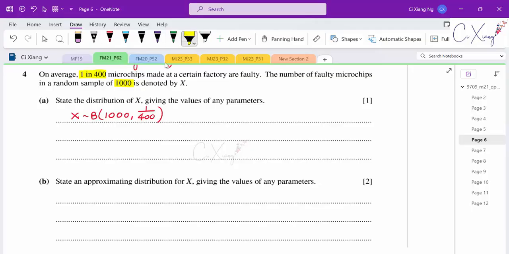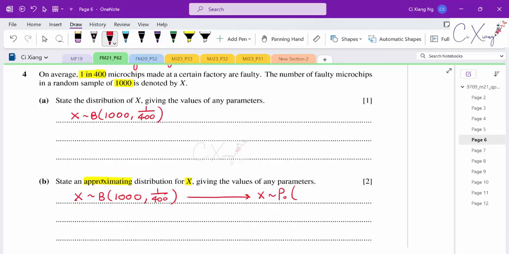Then after that, they want you to state an approximating distribution for X, giving the value of any parameter. For the A2 syllabus, our binomial distribution can be approximated to Poisson only. Binomial to normal is in AS Statistics 1. So for the A2 syllabus, Statistics 2, the approximating distribution is from binomial to Poisson.